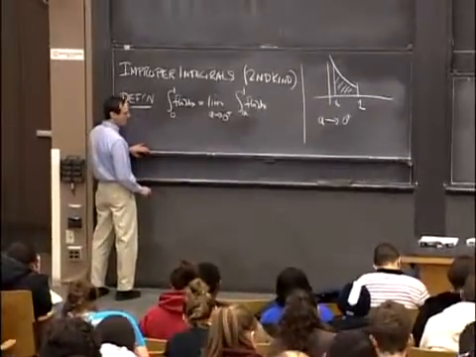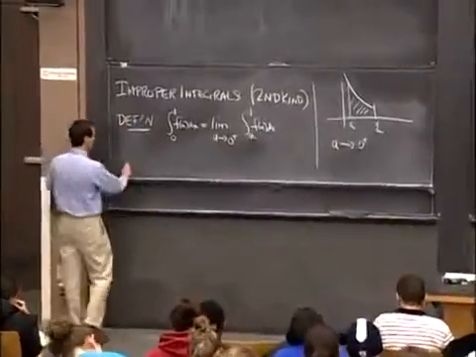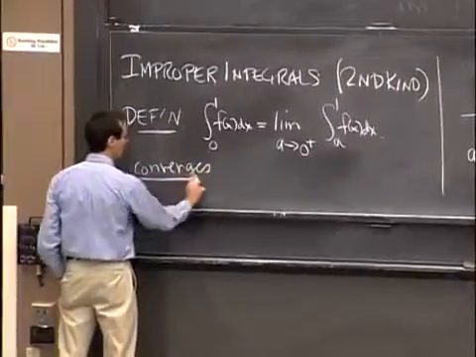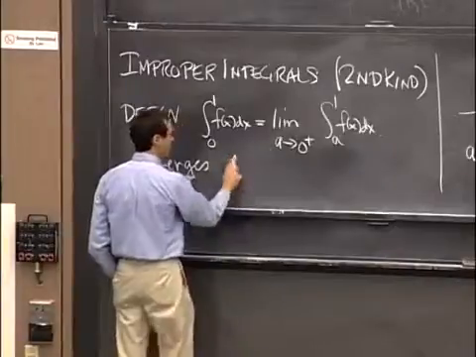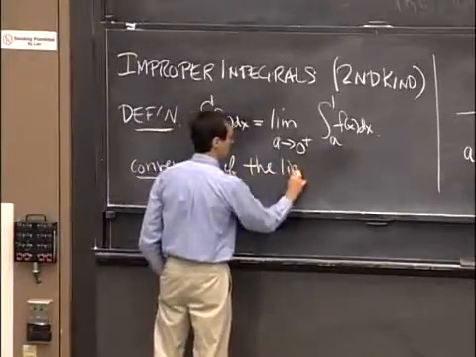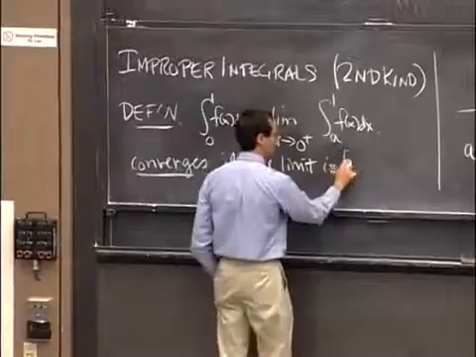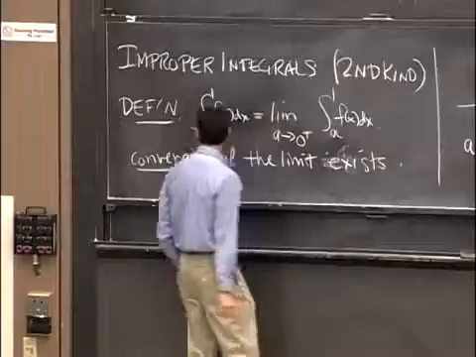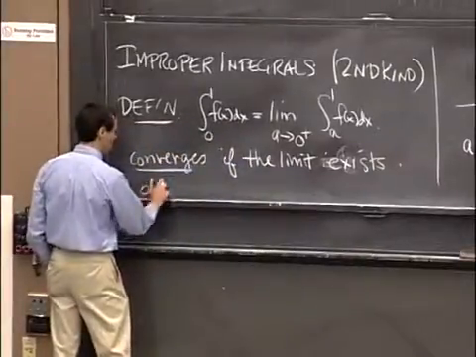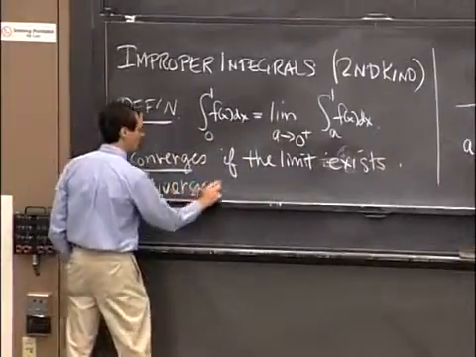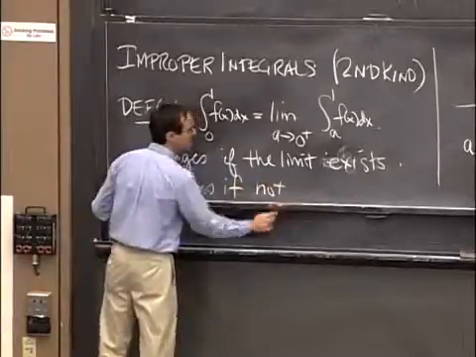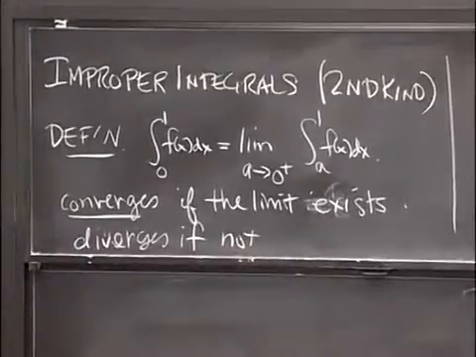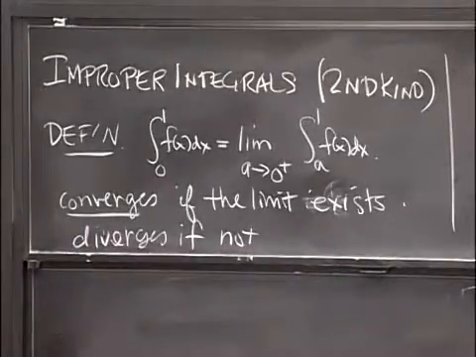And just as we did for the other kind of improper integral, we say that this converges. So that's the key word here, if the limit is finite. Exists, maybe, I should just say. And diverges if not. Let's just take care of the basic examples.